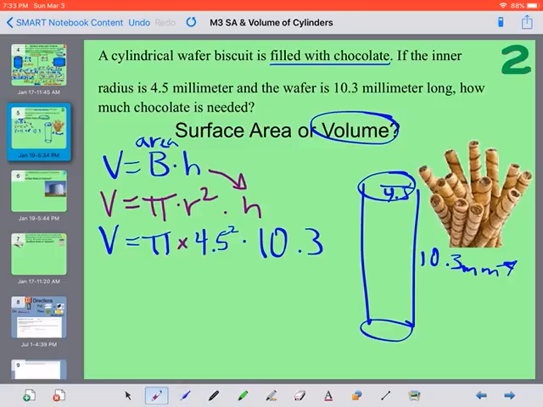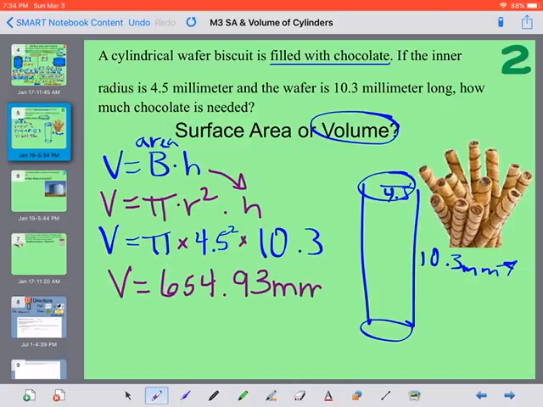This is our multiplication and this is multiplication. These other ones are decimals. And we get 654.92. I'm going to double check that. 4.5 times 4.5 times 10.3. Yep, 654.92. Oh, it's 92.5, so I could round it up to 93.